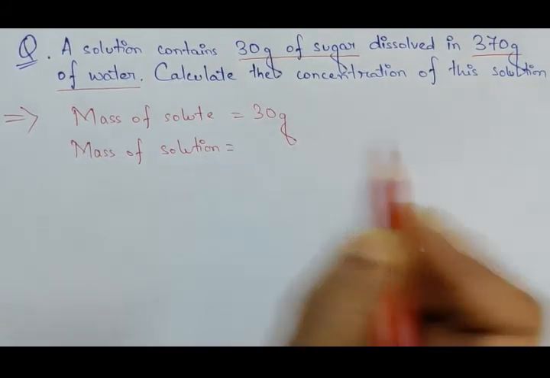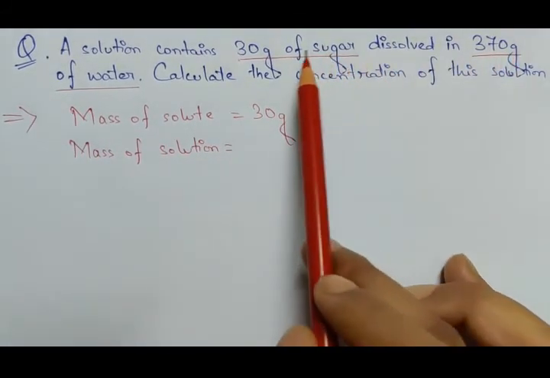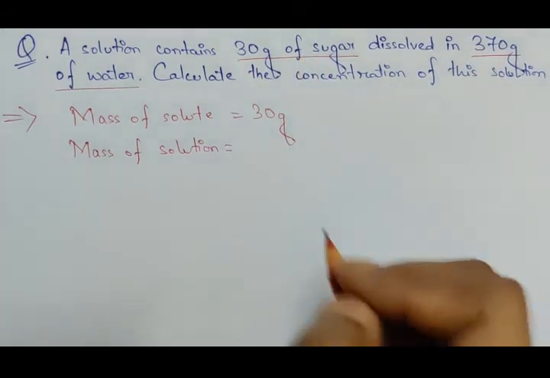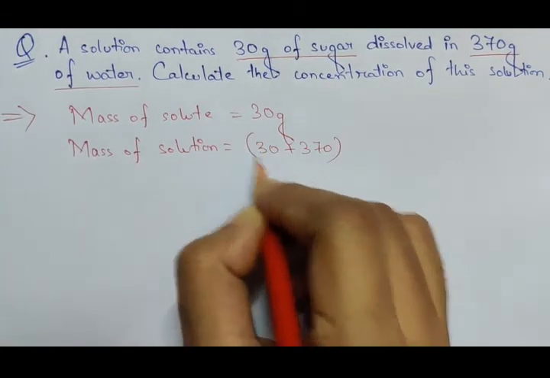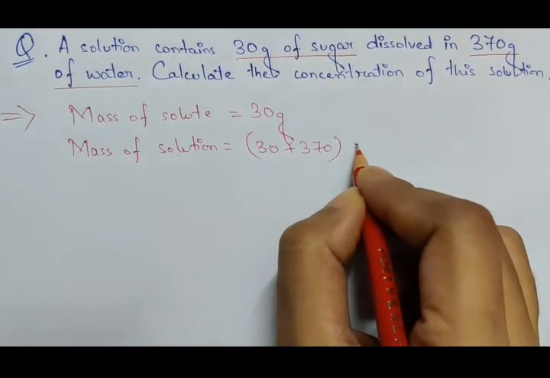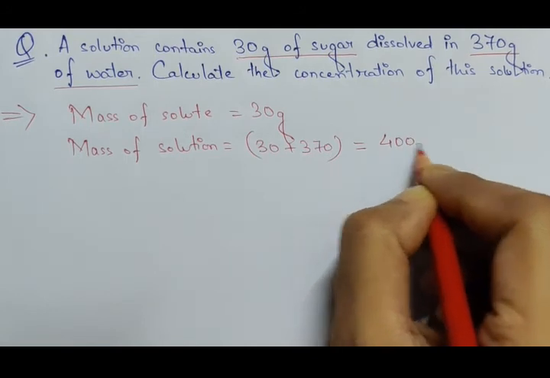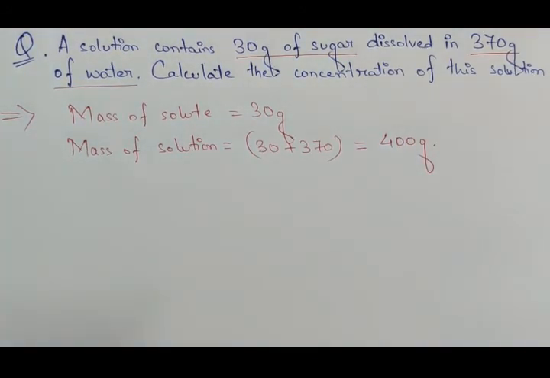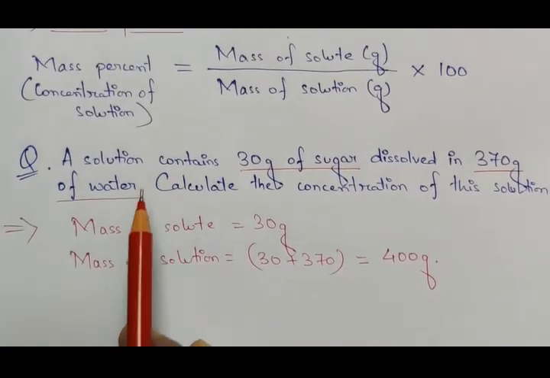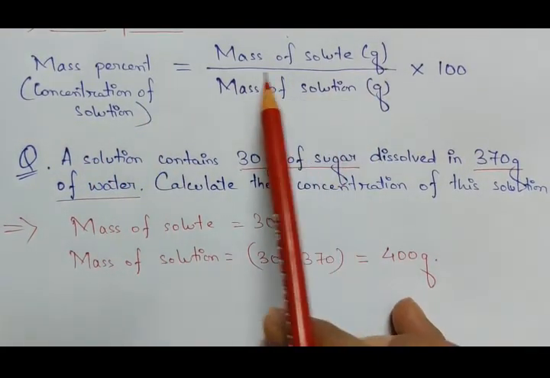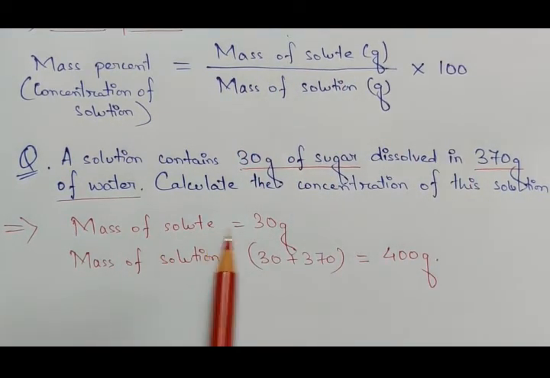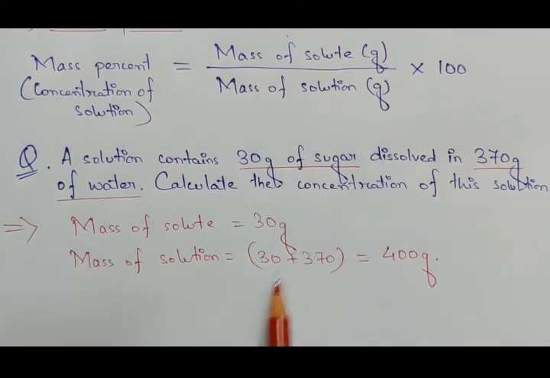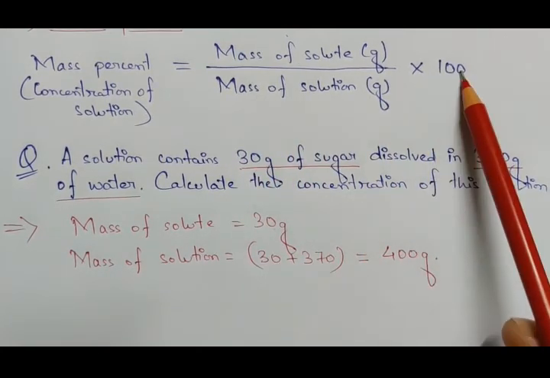It will be the sum of the mass of solute and the solvent. So it will turn out to be 30 plus 370. This is the mass of solution. That means this is 400 grams. Now we need to find the concentration of the solution. So again we will use this formula: the concentration of solution is given by mass of solute by mass of solution into 100. So we have the mass of solute, that is 30 grams, the mass of solution, that is 400 grams, and we will multiply it by 100.